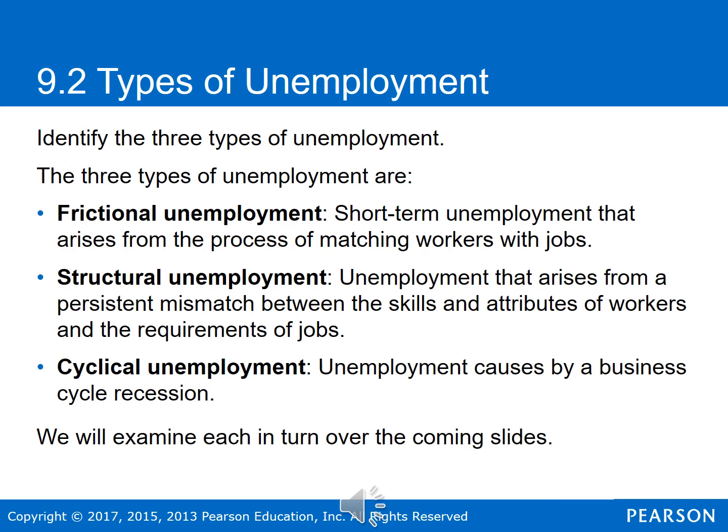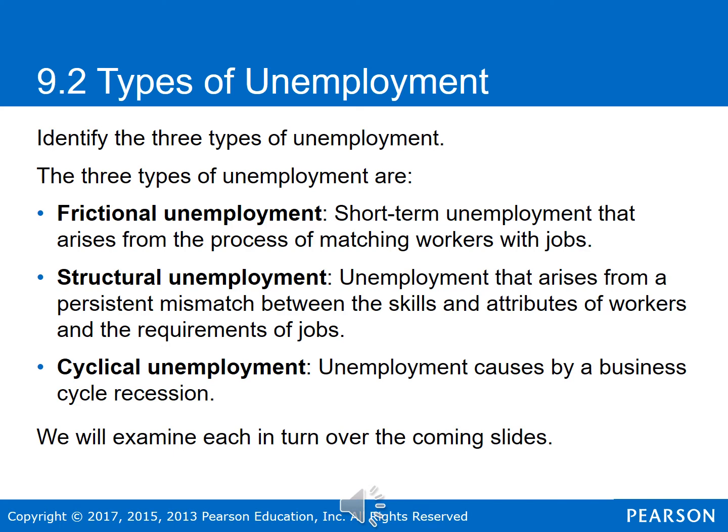Now let's move on to section 9.2, where we'll look at the different types of unemployment. So we're going to focus on 3 different types of unemployment that make up the total unemployment rate. The first is frictional unemployment. So this is short-term unemployment that arises from the process of matching workers with jobs. Because there's always going to be workers looking for jobs in the process of finding new jobs, there's always going to be some frictional unemployment that just takes place because of the amount of time it takes to find a new job.